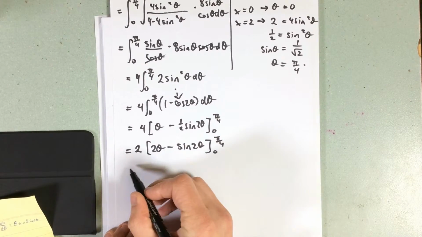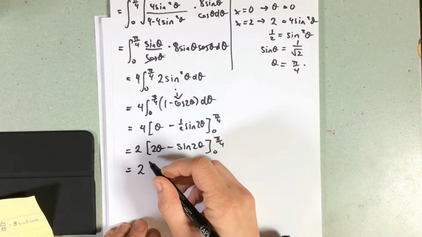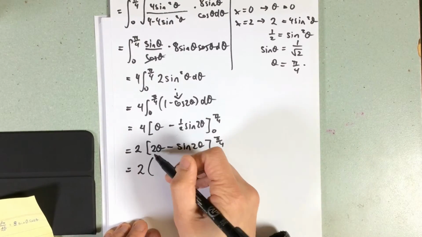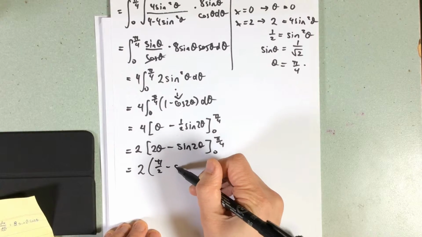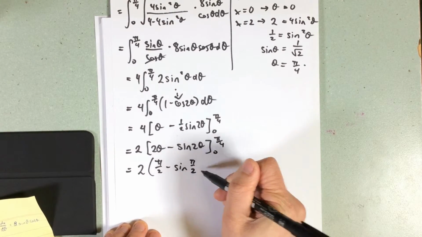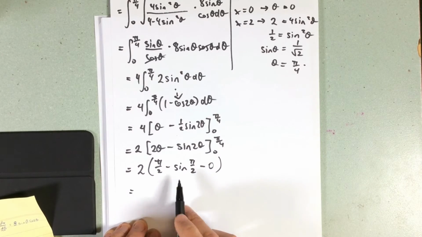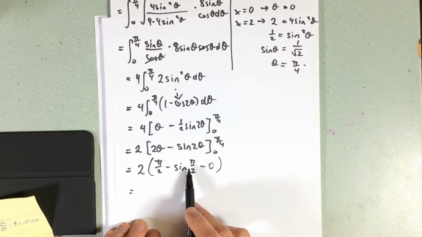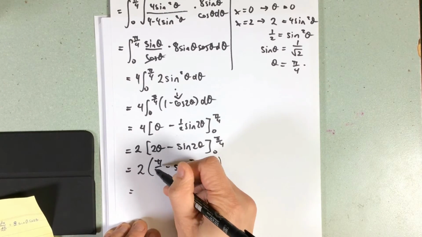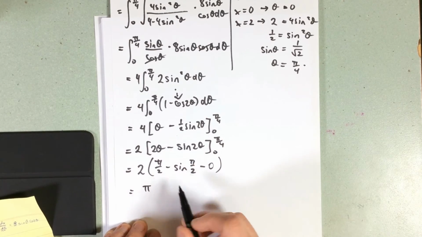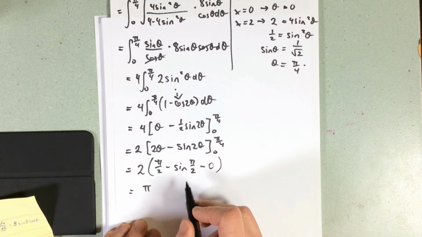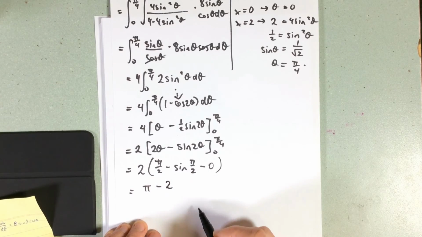And now I'll evaluate this guy. I'm going to get, there's the 2 outside the front, 2 times pi on 4 is pi on 2, and I've got sine pi on 2 as well. When you evaluate both of these at 0, you get 0. Okay, sine pi on 2 is just 1, so this is going to be 2 times pi on 2, which is pi, minus 2 times 1, which is 2. And that's it.